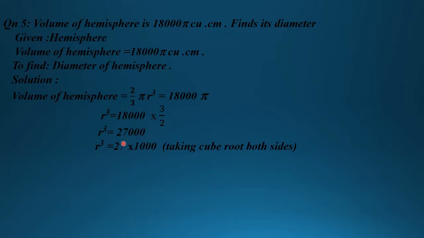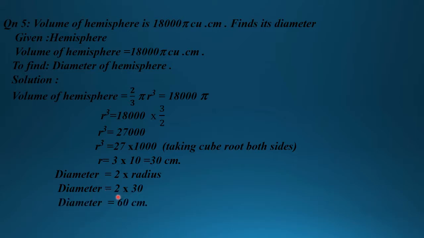Now, we will separate this 27,000 as 27 multiplied by 1000 and taking cube root both sides, we get r is equal to 3 multiplied by 10, that is equal to 30 centimeter. Therefore, to find the diameter, which is twice the radius, we get diameter is equal to 2 into 30 and that is equal to 60 centimeter.